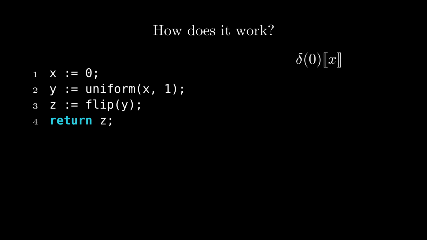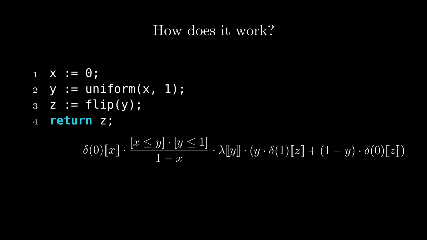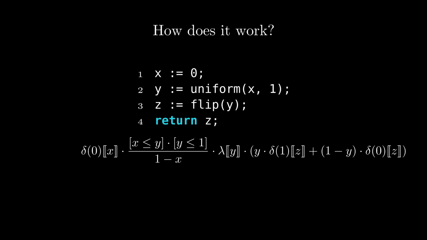For example, we use Dirac deltas to represent deterministic relationships. Here, x is deterministically 0. For continuous distributions, we use the Lebesgue measure. Here we scale it so it represents a uniform distribution on an interval. Discrete distributions are represented as linear combinations of Dirac deltas. For example, here, z is 1 with probability y and 0 with probability 1 minus y. Multiple such probabilistic assignments can be combined via multiplication.